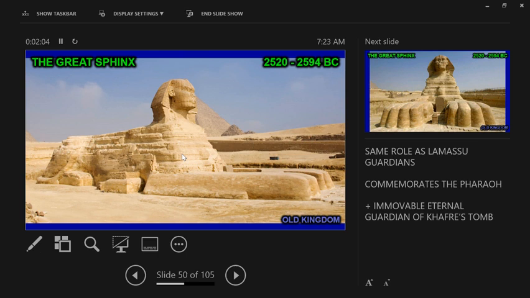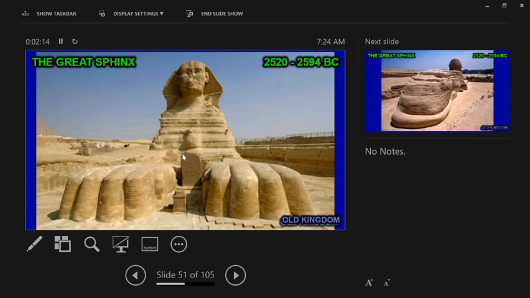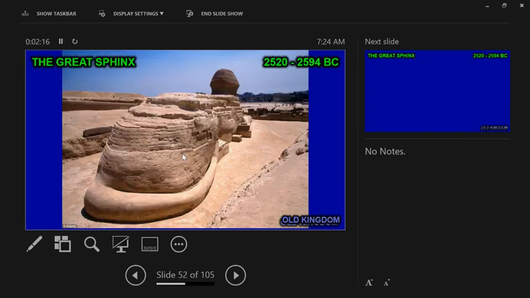It has these very long paws in the front. It's kind of odd proportions on this. It looks like a really tiny head and giant legs. And you can see that bricks have been added to the back to help form the shape of the back end.